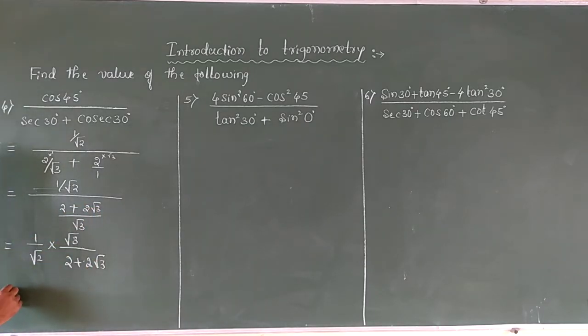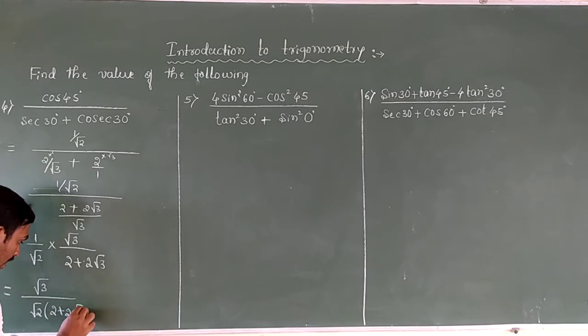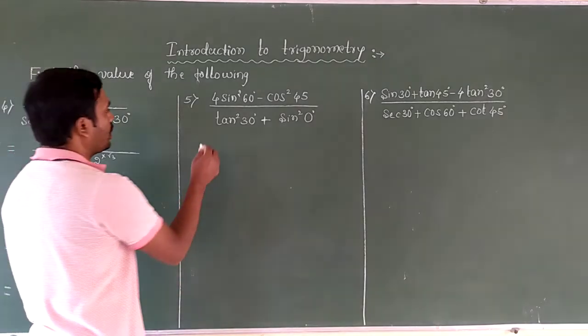Simplify this one, children, then you will get the value of this one, that is root 3 whole divided by root 2 into 2 plus 2 root 3. This is the value of cos 45 degree divided by sec 30 degree plus cosec 30 degree. In the same way, let us find the value of this one.